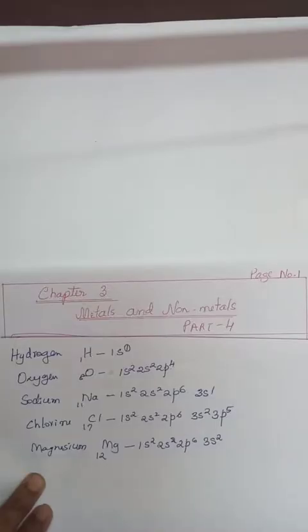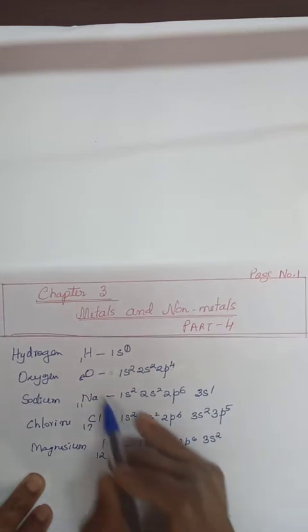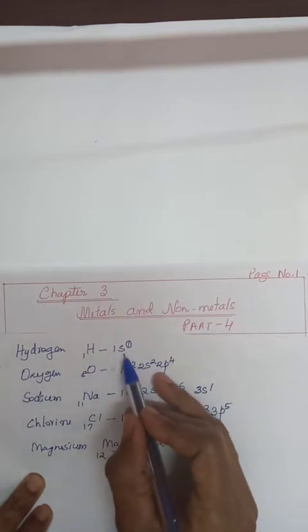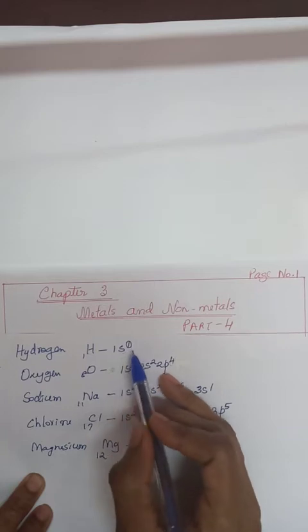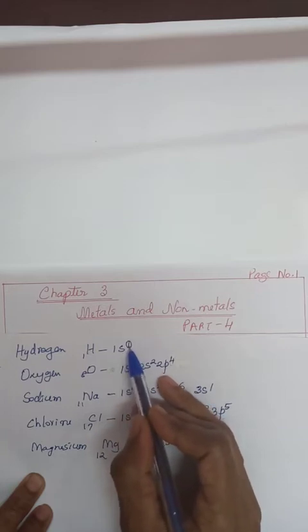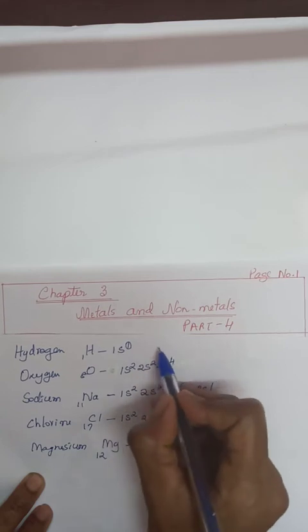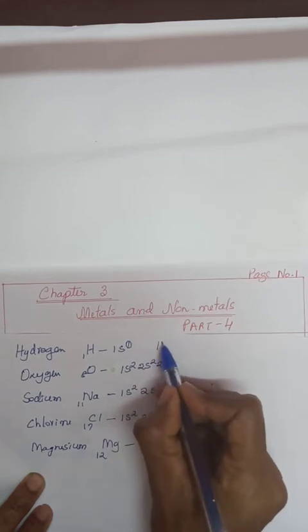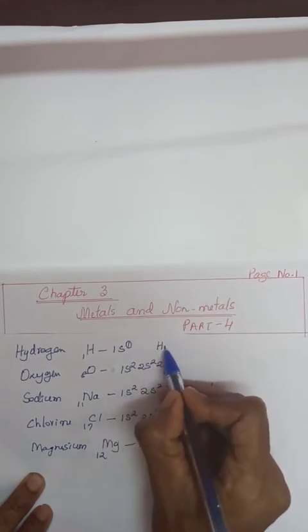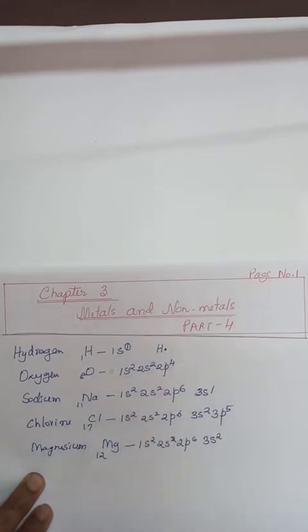Now I will teach you to write the electron dot structure. Hydrogen, its electronic configuration is 1s1. It has 1 electron in its s shell. The capacity of s is 2 electrons. There is a shortage of 1 electron. So its dot structure can be written as H and you write 1 electron.